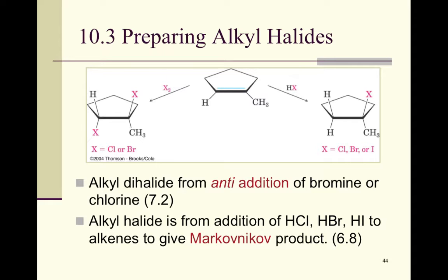So how do you make alkyl halides? Well, 2 reactions we've already seen in section 7.2 and 6.8. We can form an alkyl dihalide from an anti-addition of bromine or chlorine. That would be this example coming to the left here, an addition reaction across the double bond, and it's anti. We can also form it with the addition reaction of HCl, HBr, HI to alkenes, giving us the Markovnikov product, and this was covered in section 6.8.